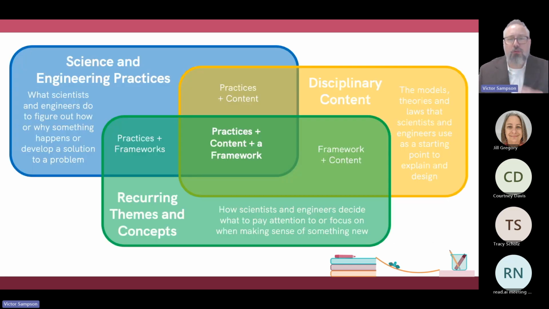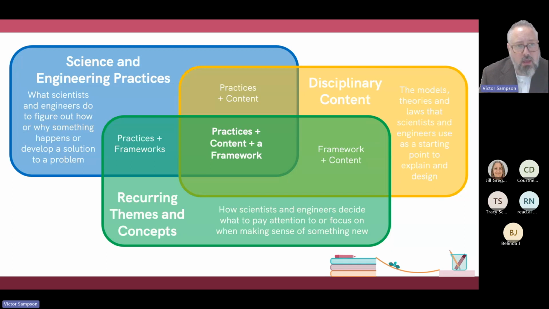So I showed you all, that I've attended earlier ones, this graphic, and it's this idea of three-dimensional science. And when you think about these three dimensions, which are all found in the new TEKS, you've got kind of these three categories. The first one is disciplinary content, and these are the models, theories, and laws. This is kind of our starting point, right? So what do we know already? And we can use that to either explain or design, right?